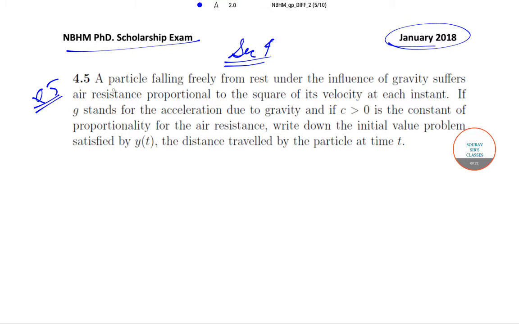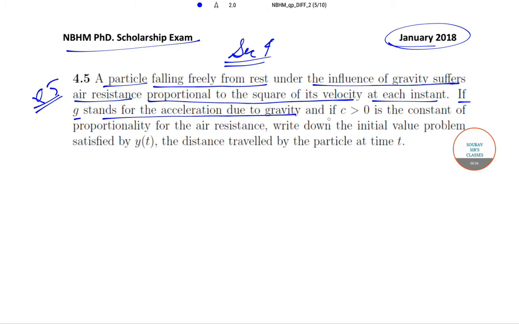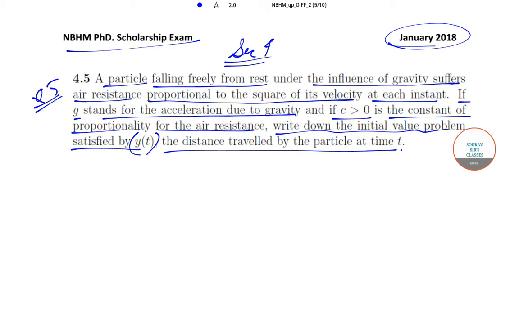The question is that a particle is falling freely from rest under the influence of gravity, and it suffers air resistance which is proportional to the square of its velocity at each instant. Now if g stands for the acceleration due to gravity and if c greater than 0 is the constant of proportionality for air resistance, then we need to write down the initial value problem which is satisfied by y(t), and y(t) is the distance travelled by the particle at time t.